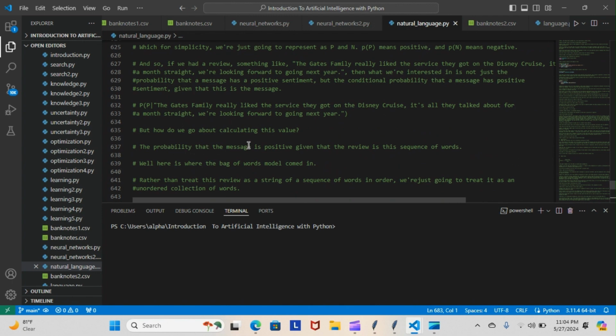The probability that the message is positive given that the review is this sequence of words. Well, here's where the bag of words model comes in. Rather than treat this review as a sequence of words in order, we're just going to treat it as an unordered collection of words.